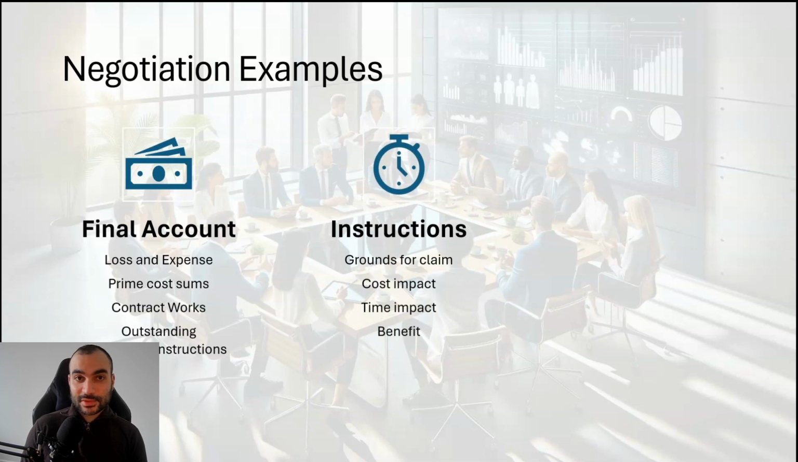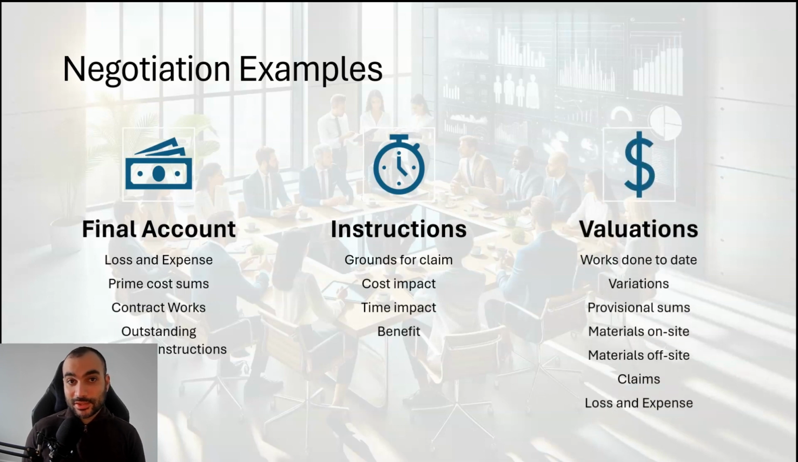Another example for negotiation could be instructions, where the contract administrator or the employer's agent is going to sit with the contractor and discuss the instruction. What is the time and cost impact of it? If there is any benefit from it, and if it paves the way to grounds for a claim or not.